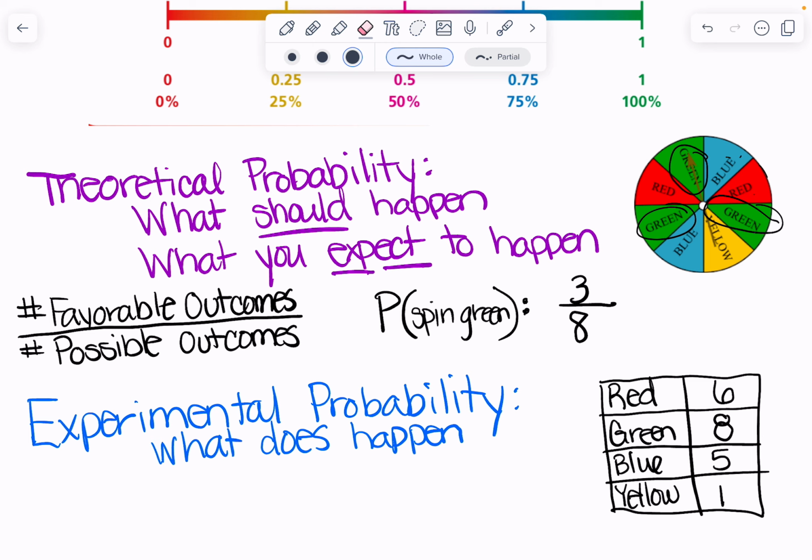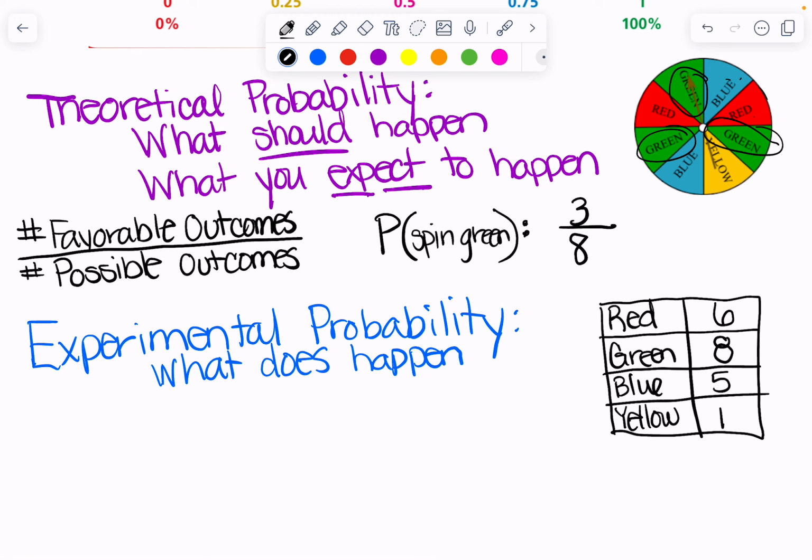Now, the whole thing about probability is it doesn't always work out the way that we would necessarily expect it to. So if I actually spun that spinner 8 times, maybe I would land on green 3 times, but maybe I wouldn't. So then we have experimental probability, which is what actually does happen. This is usually if you actually performed your experiments and gathered your data, or it might be your information is given to you in a table or a graph form, and you're using that to come up with the probability.